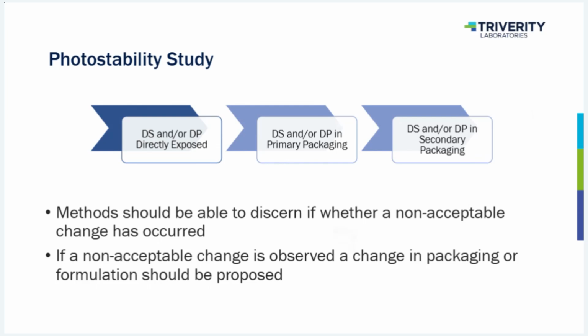So your methods really need to be able to discern whether or not there is a non-acceptable change. And this is where the forced degradation as a part of method validation is really critical. And if a non-acceptable change, and non-acceptable has to be defined by you, is observed, then you need to change your packaging or you need to change your formulation.